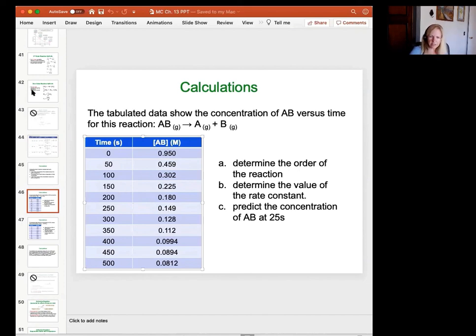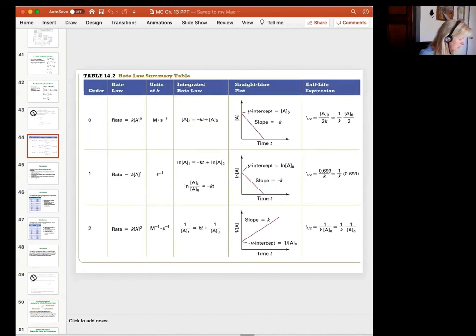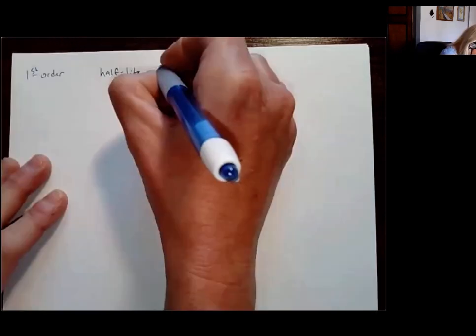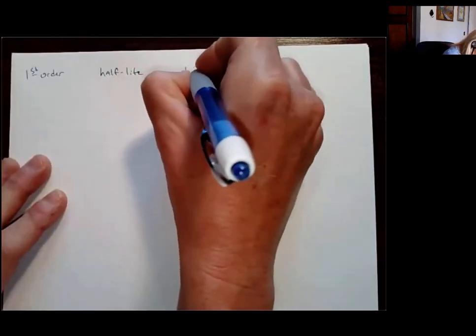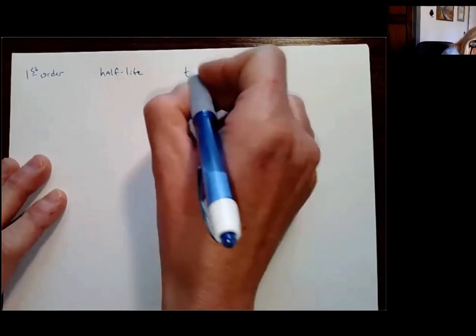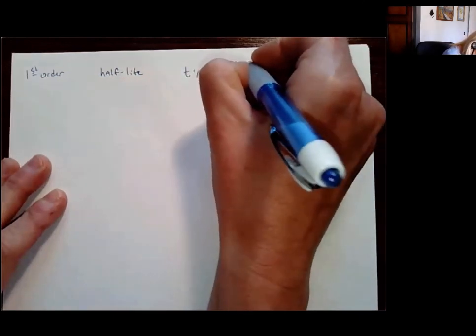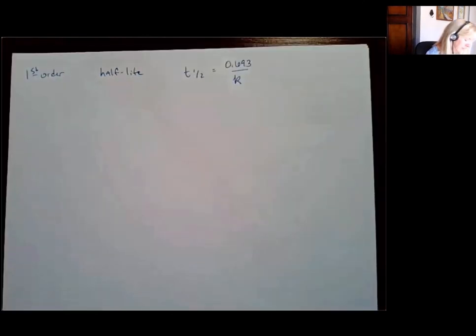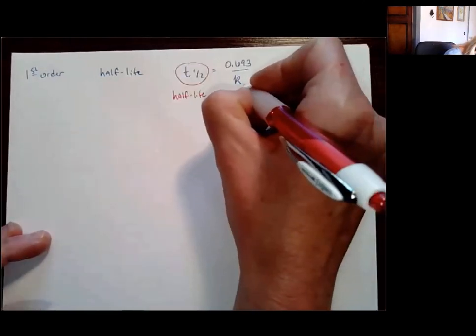And you can use this to determine reaction orders. I'm going to go through the three half-lives with you. Remember, we're only looking at 0, 1, and 2 in terms of reaction orders. So each one is going to have a different half-life. If I have a first order reaction, my half-life is going to look like this: t1/2, this indicates half-life, equals 0.693 divided by k. So this is my half-life, and this is my rate constant.